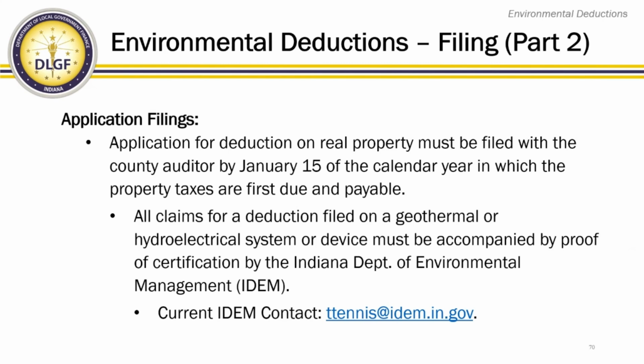This is a change for pretty much all of the deductions except for the Heritage Barn deduction, where it used to say that they had to be completed and dated by the end of the year preceding when they would receive the deduction, so December 31st, and then be received by the county by January 5th of the calendar year that the taxes are first due and payable. Now it's been simplified in statute for, again, all but the Heritage Barn deduction, that they just must be filed by January 15th. So for the hydroelectrical system device or geothermal device, the applications have to be accompanied by a certification from IDEM as to the status of the property that they are claiming the deduction for.